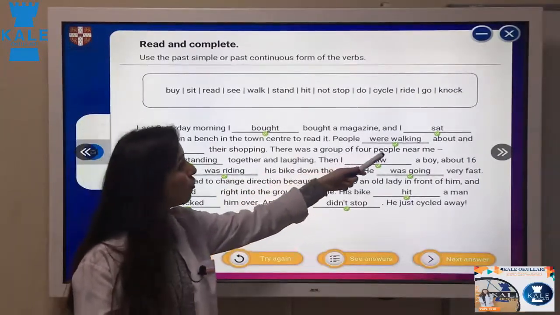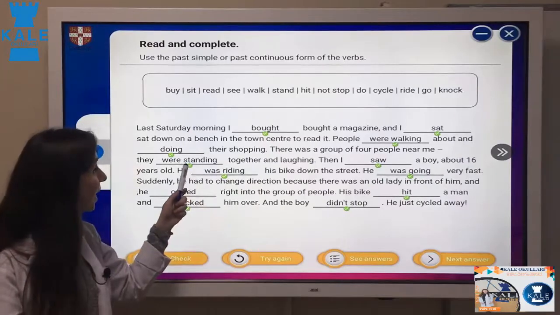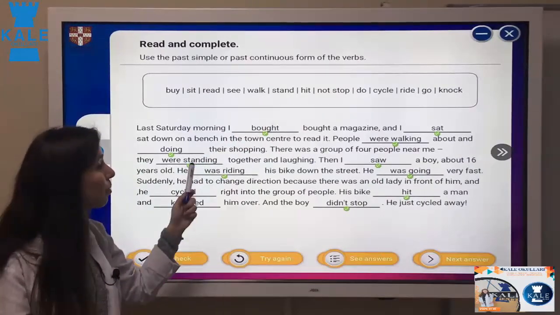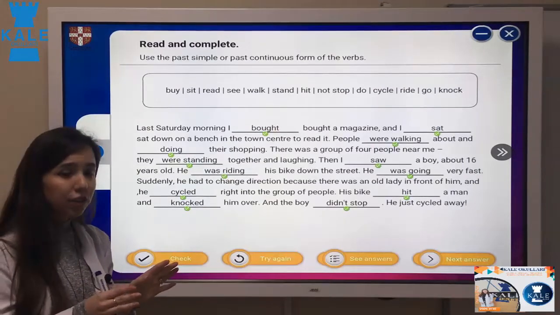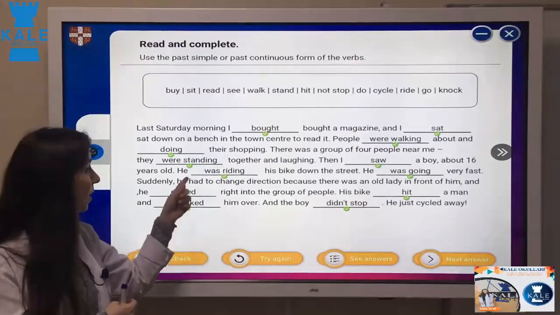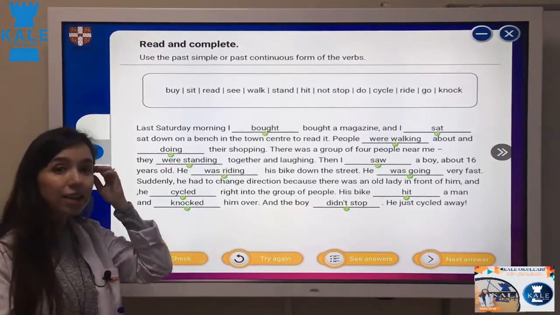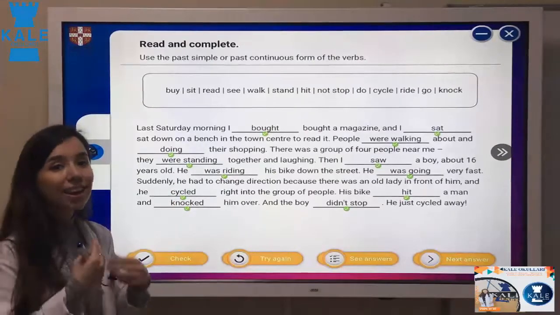There was a group of 4 people near me. They were standing together and laughing. Again here, we use "stand", but in past continuous form. Why? Because it's not finished. I was there, explaining what happened in the shopping center, and I said they were standing together. For example, for 30 minutes they were standing together and laughing.